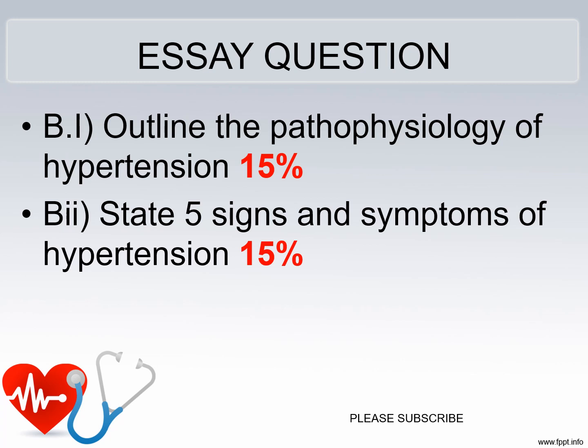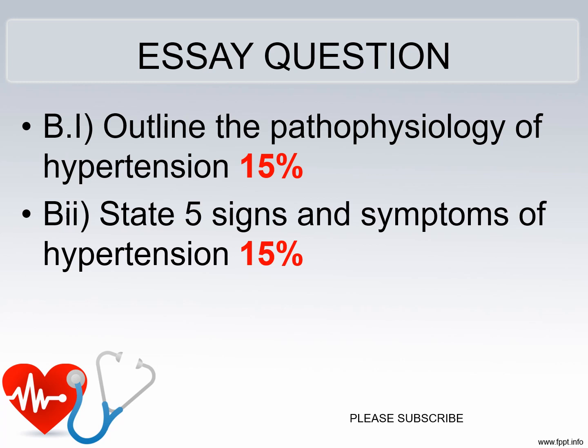Now, in relation to essay writing, this is mostly on part B. So on part B, you might be asked to outline the pathophysiology or to state 5 signs and symptoms, or you might be asked to draw. Okay, so you might be asked to draw maybe the circle of Willis, the heart, and all that. So I'll try and make another video on the circle of Willis one at a time.